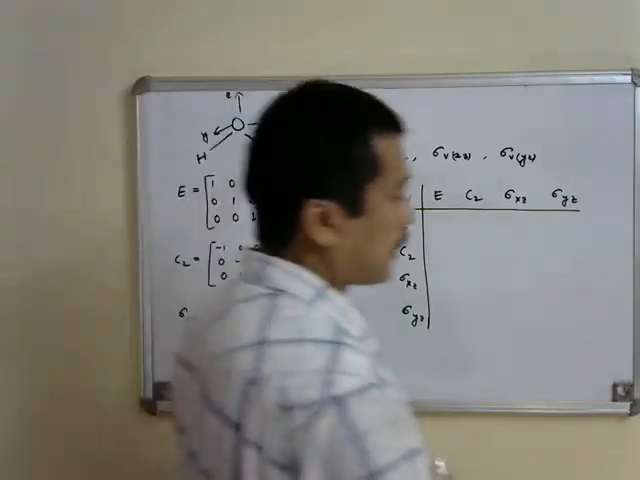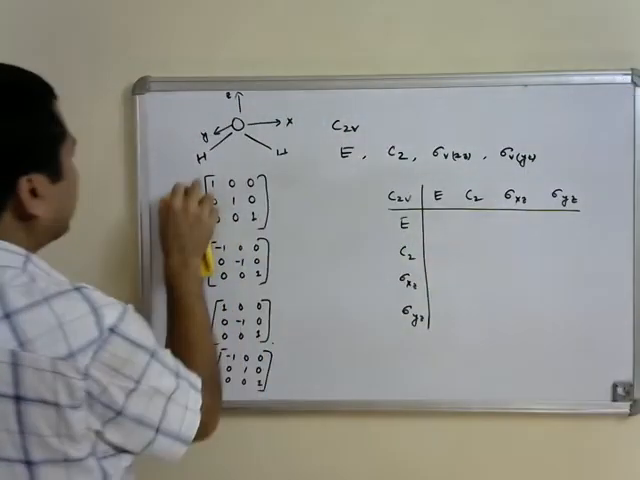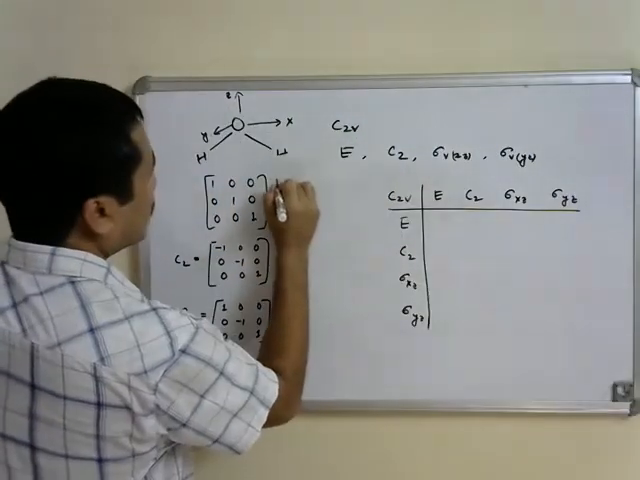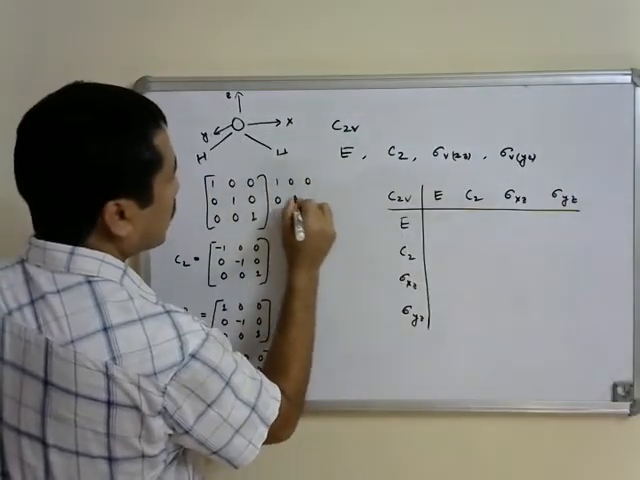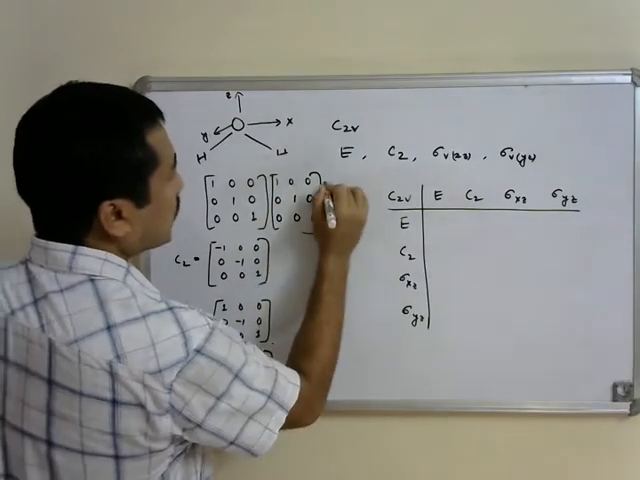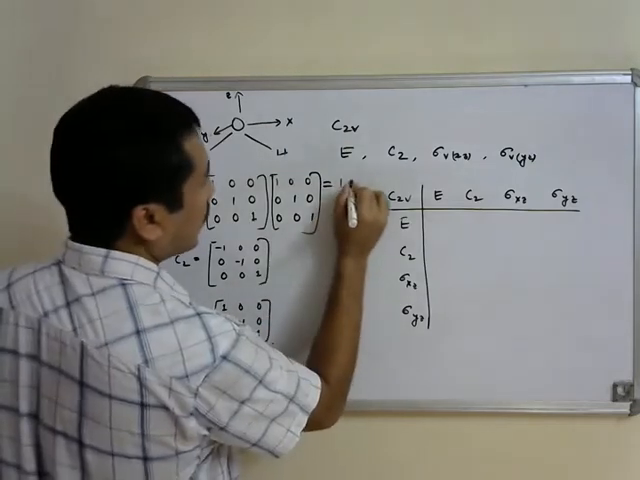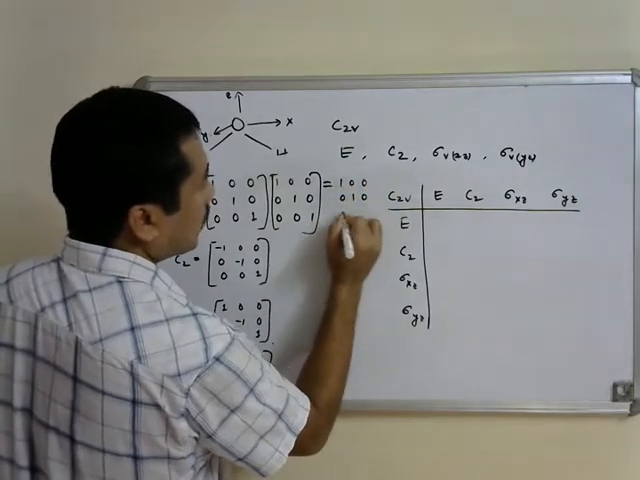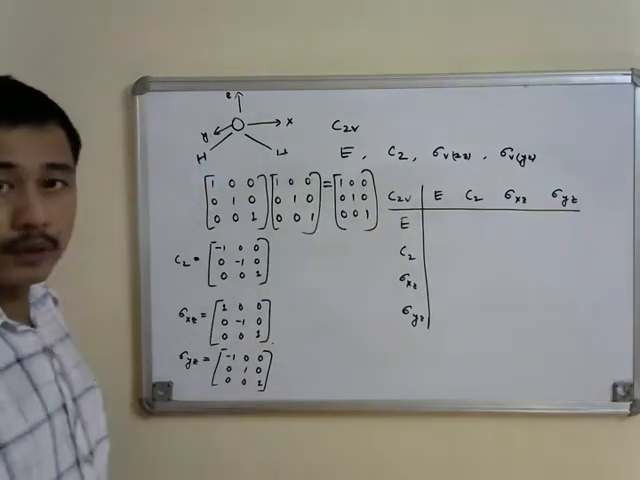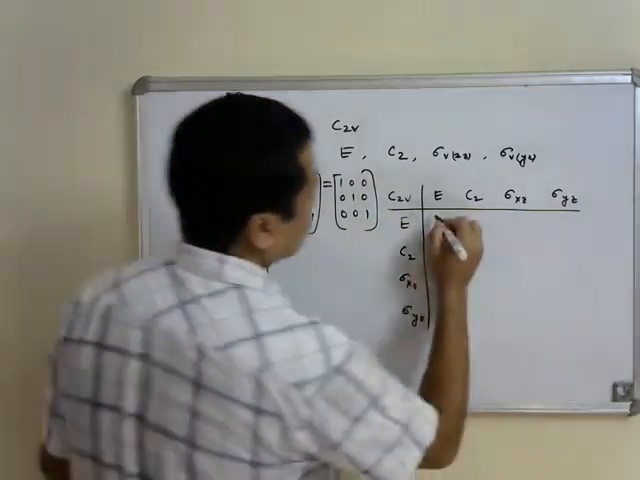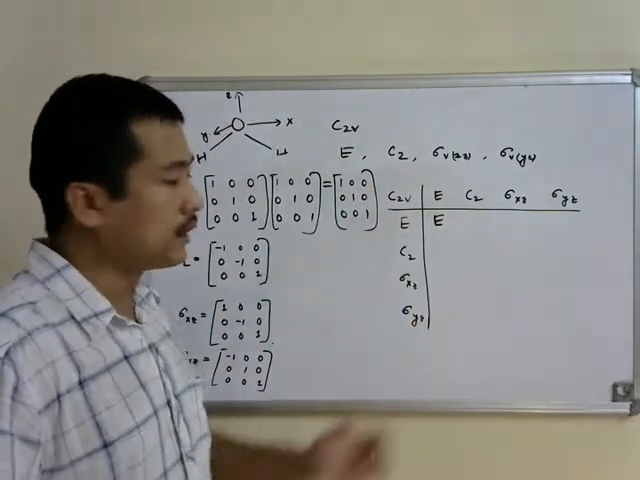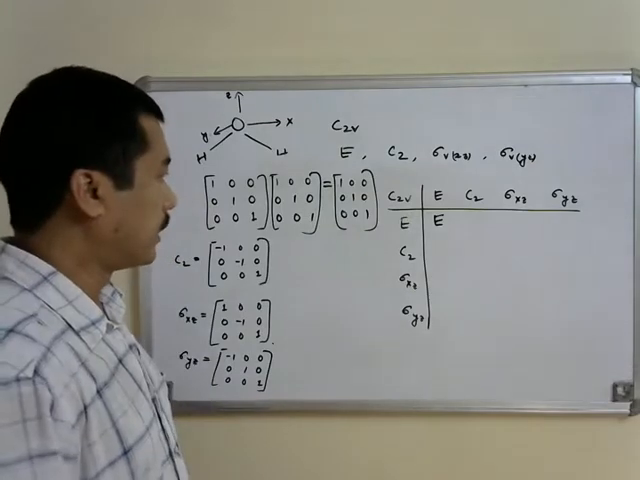So this is the matrix for the identity operation, and when we multiply it with another three-dimensional unit matrix representing the identity operation, we know the answer is going to be, again, a three-dimensional unit matrix. So that is essentially equal to the identity operation, and that is why when we multiply identity with identity, we get the answer equal to identity.